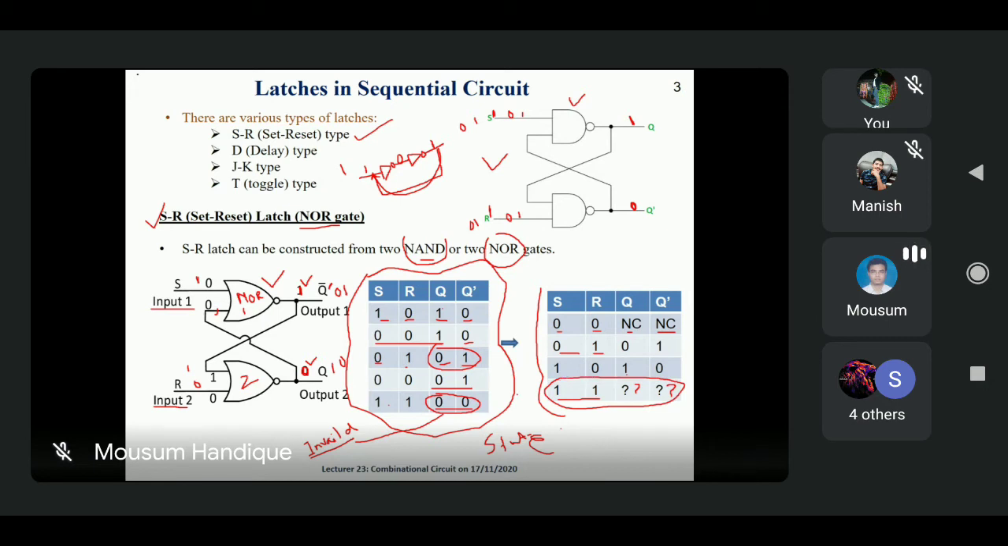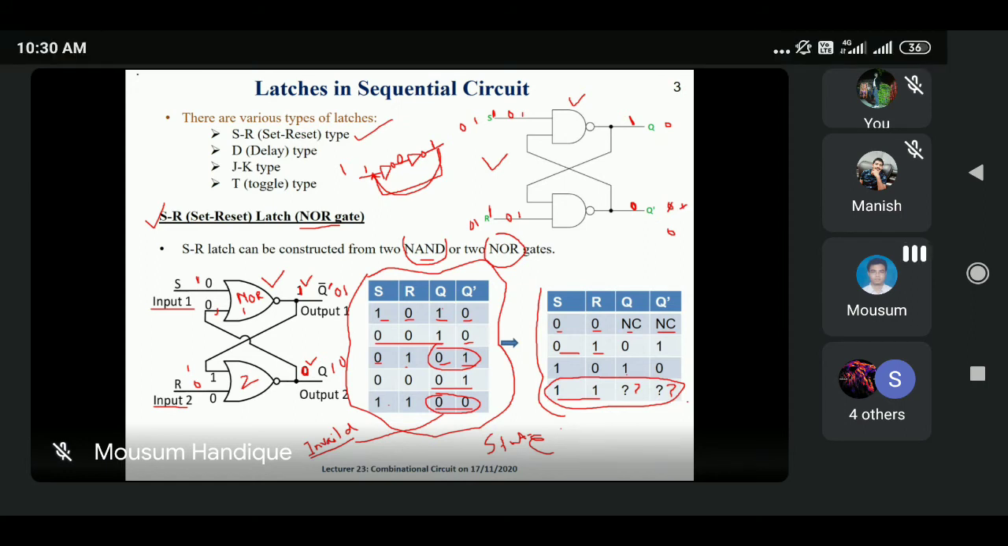Why is it an invalid state? If Q equal to 0, then also Q bar equal to 0. So when it is 0 0, that means what? This one is Q bar, so instead of 0 we could write 1, but no. When we are providing S equal to 1 and R equal to 1, whatever it is must be 0. So it is violating our rules, this particular rule. So it is called an invalid state. Any doubt?